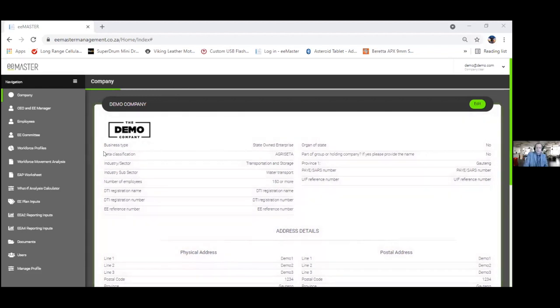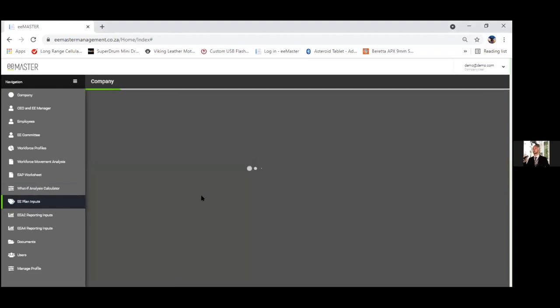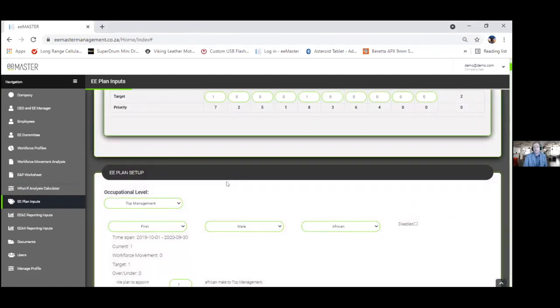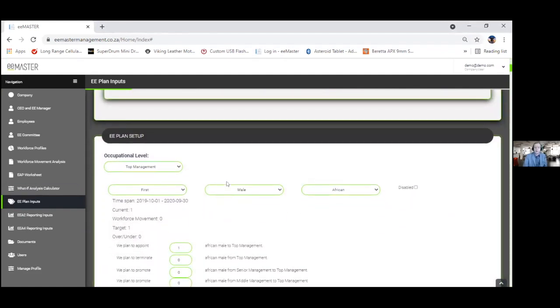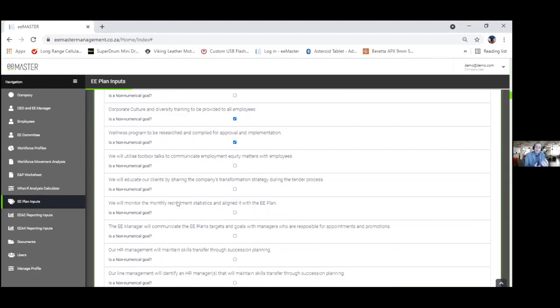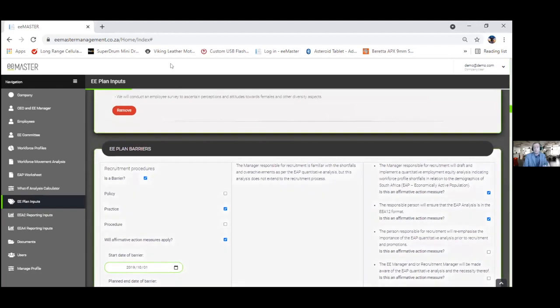Barry, before we get to the EAP targets, if you can go to the EE plan inputs. Okay, no problem. The narrative, and this is something that we can discuss. I want to give you an example on the barriers. When we are talking about your policies, you need to review your policies on how you recruit, where you advertise, or how you select someone for a specific position.